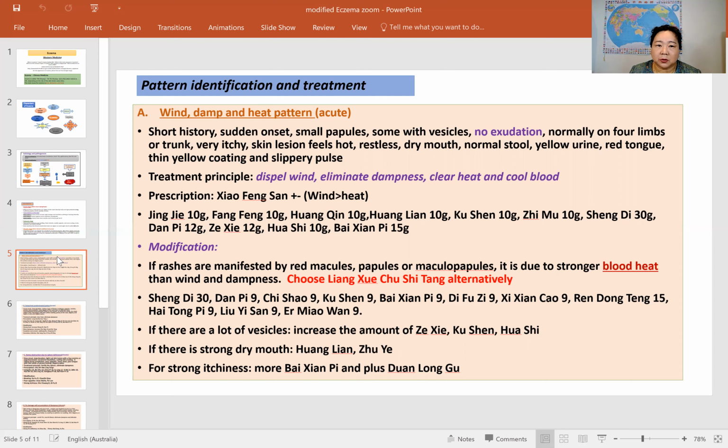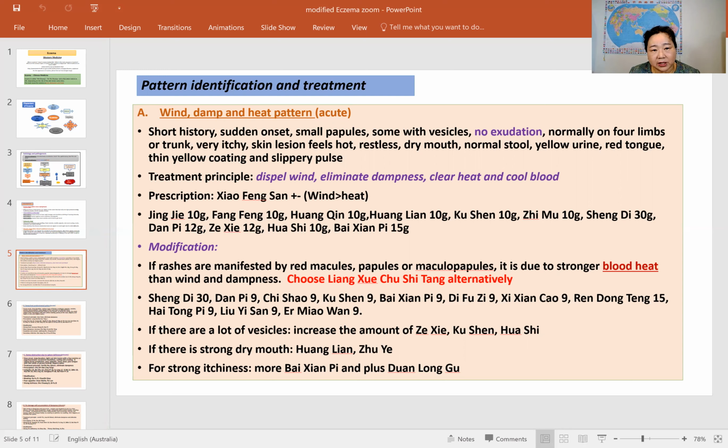The treatment principle is dispel wind, eliminate dampness, clear heat, and cool blood. We choose 消风散 to modify. I'm sure you all have learned 消风散, and I listed ingredients here. I'm not going to read through them for the time reason.